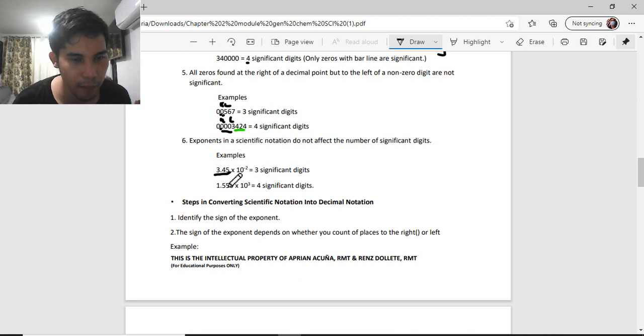First example, you have 3.45. You have 3 significant digits, although its exponent is negative 2. If the exponent is negative 2, the value becomes 0.0345. You move the decimal point 1, 2 places.